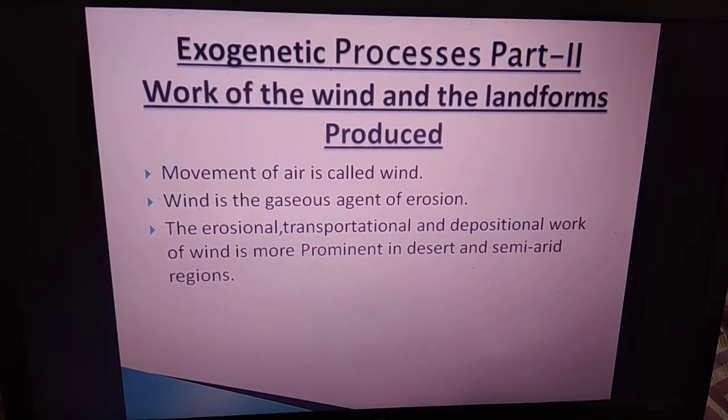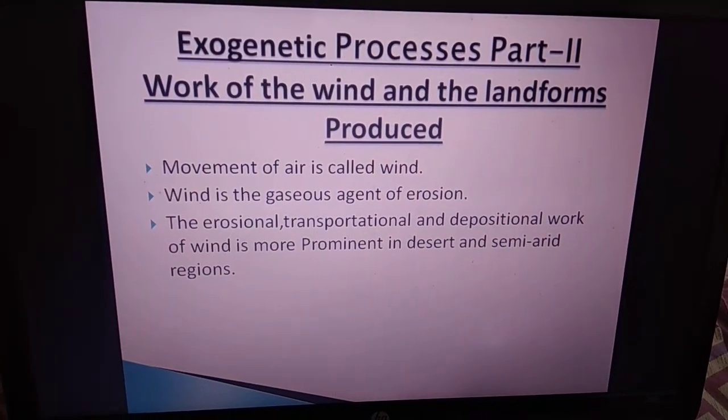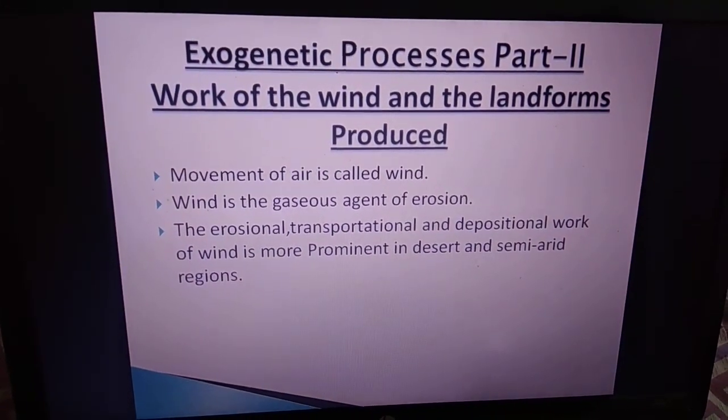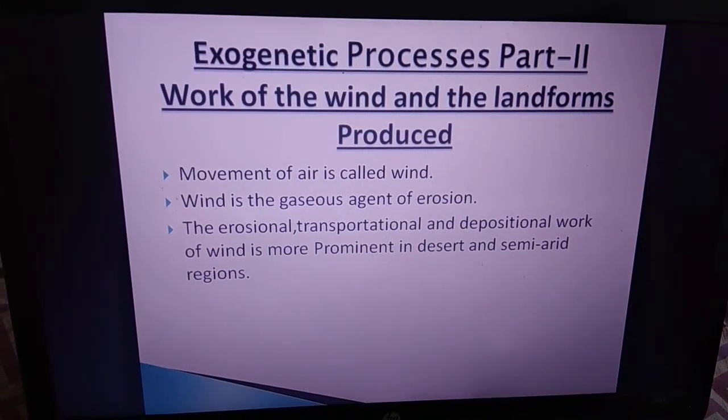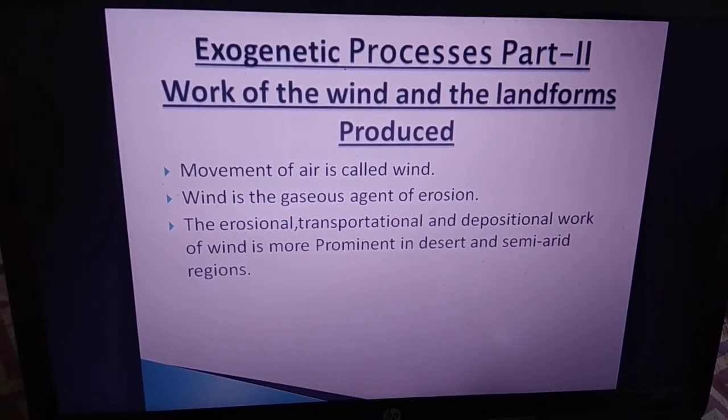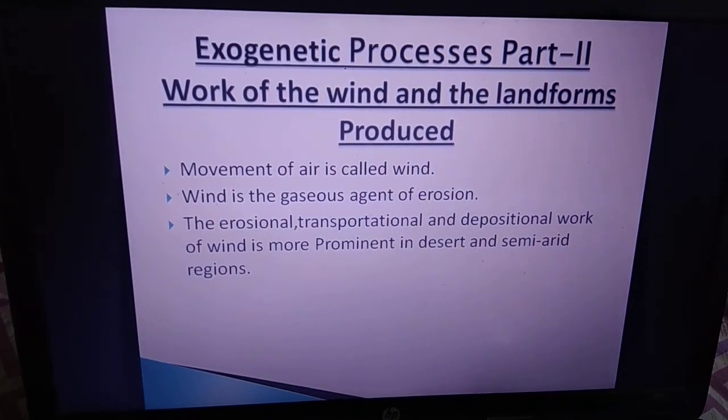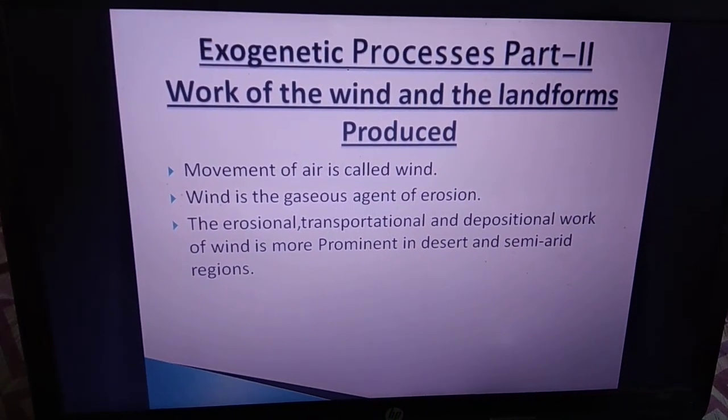Now our next topic is the work of the wind and the landforms produced. First point: movement of air is called wind. Wind is a gaseous agent of erosion. Third point: erosion, transportation, and depositional work of wind is more prominent in desert and semi-arid regions.